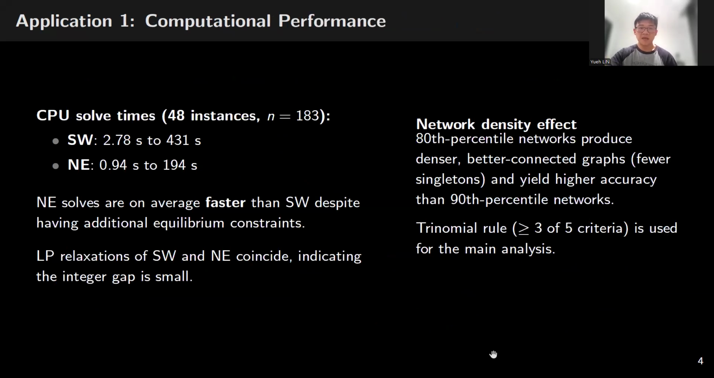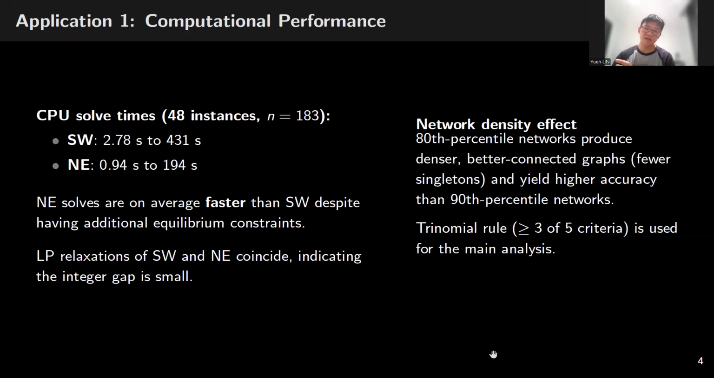So let's look at the CPU solve times in the first application. For social welfare solutions, it can range from under 3 seconds to over 400 seconds. But for national equilibrium, it's almost twice as fast. And why is that? One may think that national equilibrium has more constraints, but also more variables. It's not immediately obvious why it is performing faster in this case.